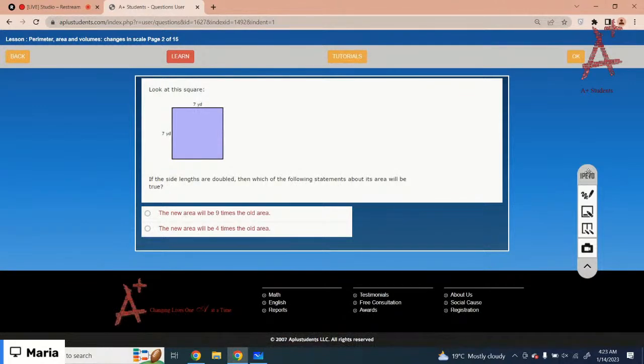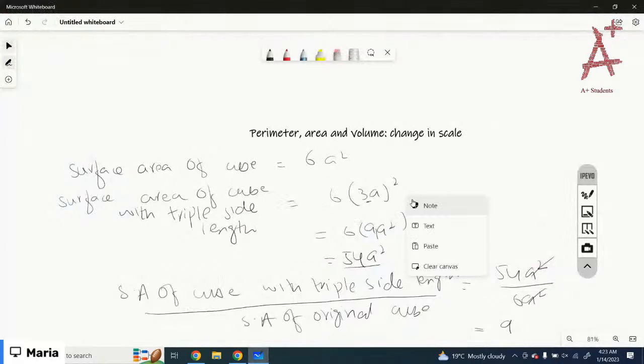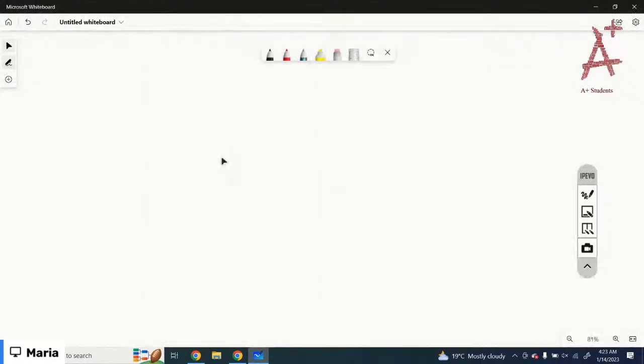Okay, look at the square. If the side lengths are doubled, then which of the statement about the area will be true? You have to double all the side lengths. Got it? So the surface area of the original square is side times side. Got it? It would be s square, isn't it? Balar, did you get it now?